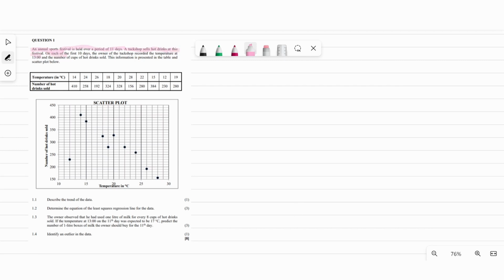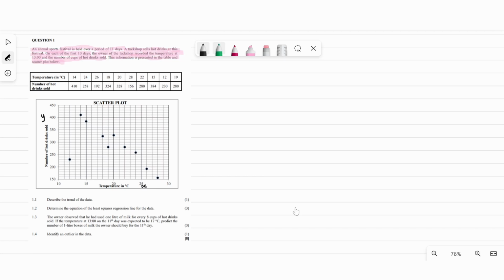On each of the first 10 days, the owner of the tech shop records the temperature at 13:00, which is at 1 p.m., and the number of cups of hot drinks sold. This information is presented in a table and in a scatter plot below. So this is the table. We have the temperature and the number of drinks sold. Then we have the scatter plot. We have temperature on the x-axis and the number of drinks sold on the y-axis, right? And it gives us the graph.